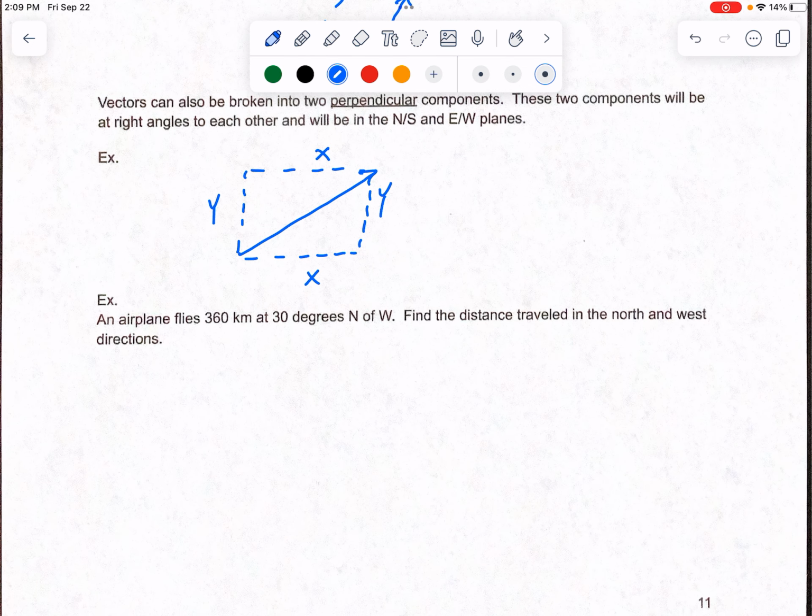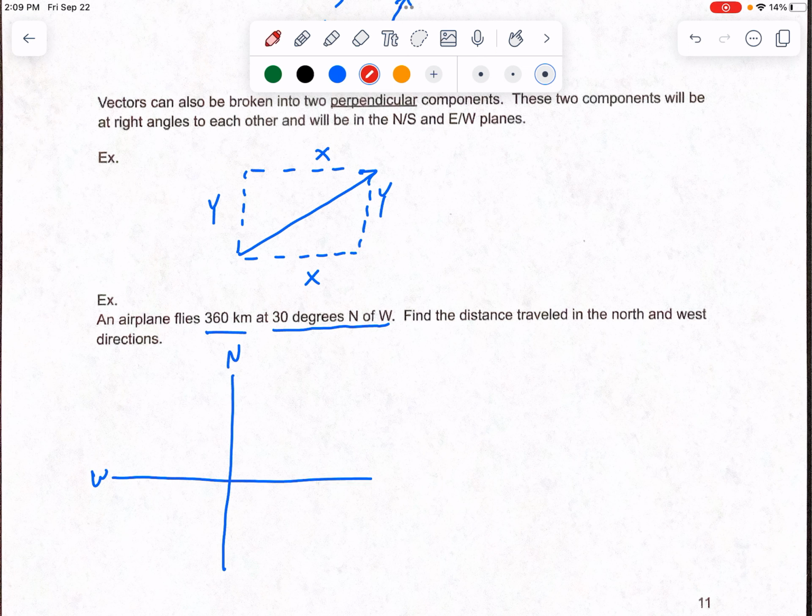If an airplane flies at 360 kilometers, so there's your magnitude, at 30 degrees north of west, so there's your direction. This is a hint: anytime we give you a magnitude and a direction immediately with it, that is the hypotenuse. So what I'm gonna do is draw my cardinal directions. We're talking about north and west, so I only care about this top left quadrant.